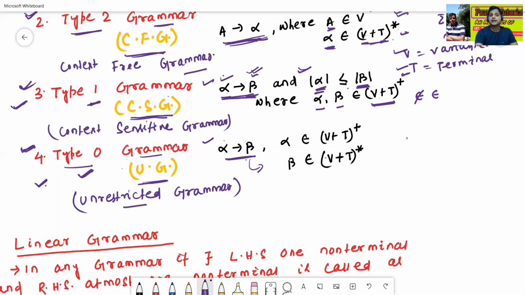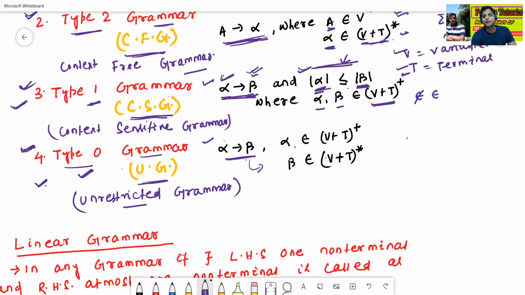But if any grammar is in the form alpha to beta and the length of alpha is always less than or equal to the length of beta, then it is called type 1 grammar. This is the difference. The difference is only this restriction between type 0 and type 1 grammar.